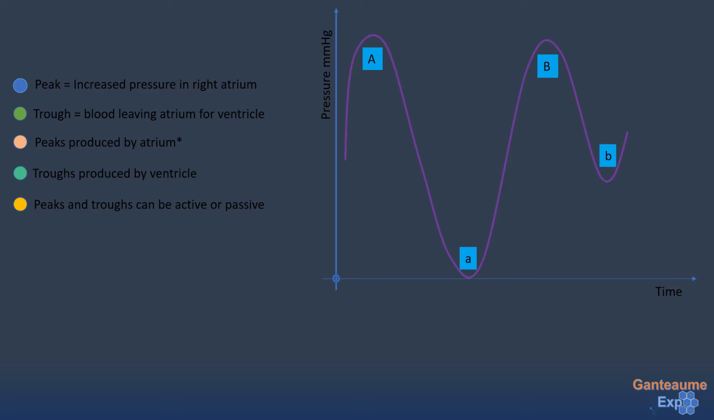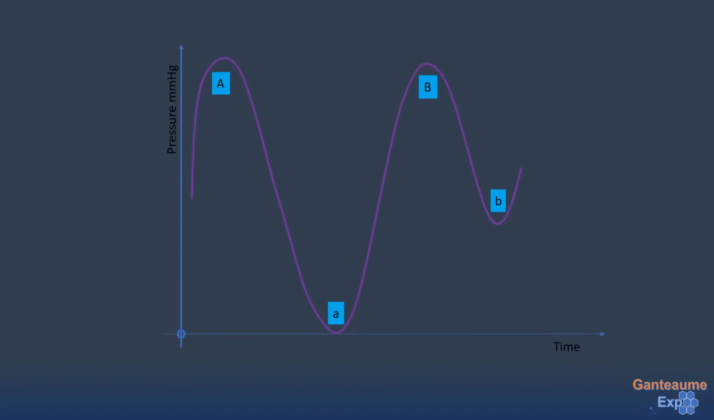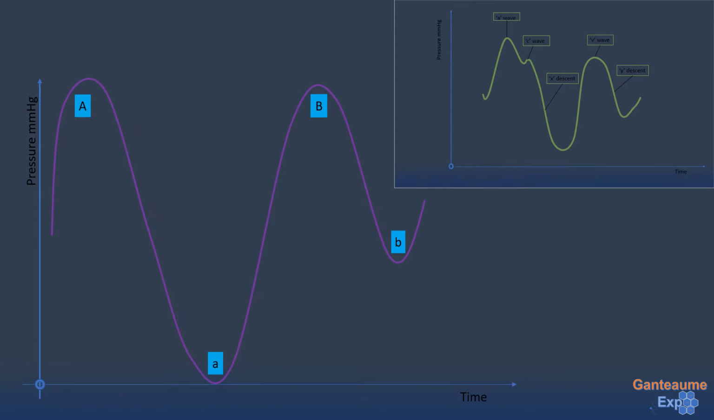And finally, peaks and troughs can either be formed passively or actively. When we say active, we mean that the chamber has contracted, and passive is a wave formation in the absence of any contraction. Now, let's go back to the simplified version of the wave.